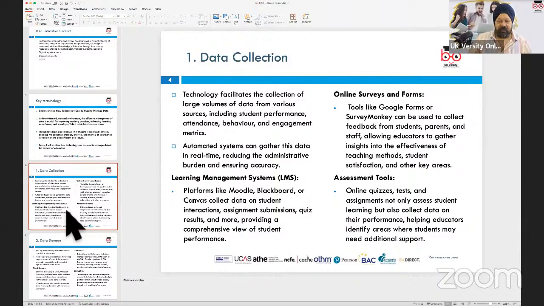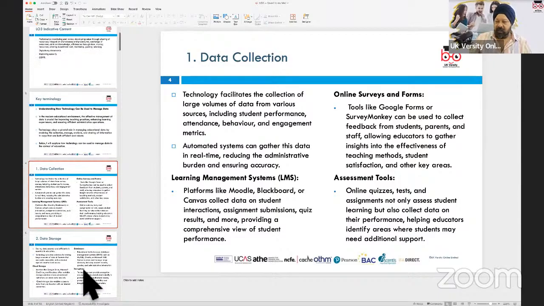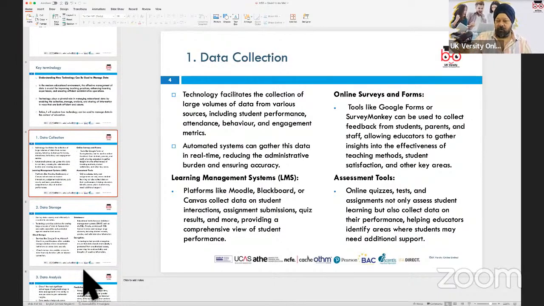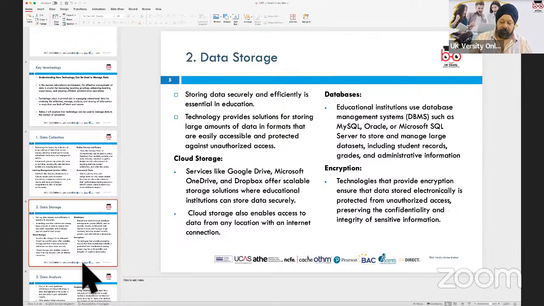And there are different systems through which this data can be collected. A learner management system is one that you are using. Then there are things like online surveys and forms. There are assessment tools like quizzes, and all these different uses of technology allow you to collect data. Now, once you have collected data, you want to look at storing it in an archive, in a numbering system, in some sort of structured system which allows you to retrieve it at a later stage.